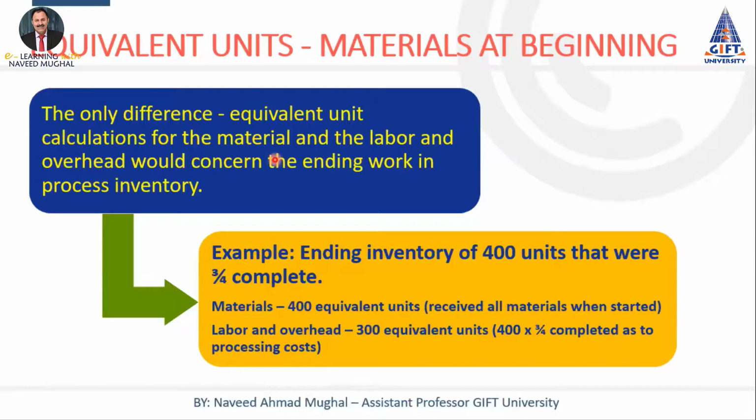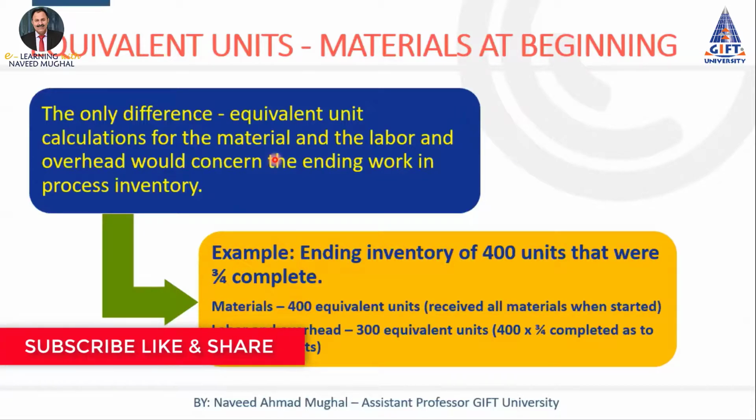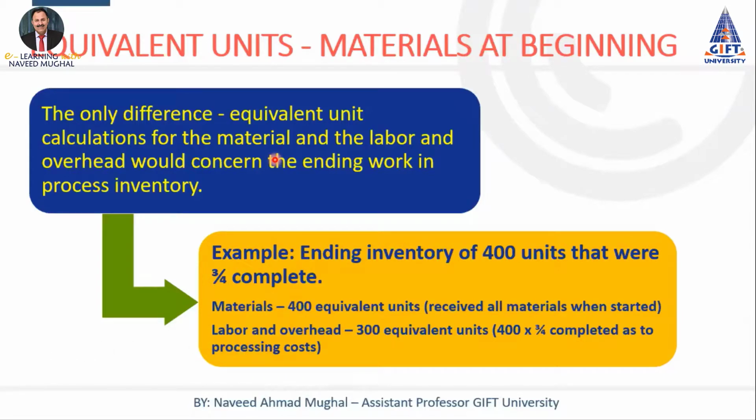So that's why there would be no difference in the calculation of material costs for finished, completed units. But the difference in the calculation of equivalent units would be in work in process inventory. The calculation of equivalent units for material would be different from the calculation of conversion costs, labor and factory overhead. Here is an example: ending inventory of 400 units that were 3/4 completed.